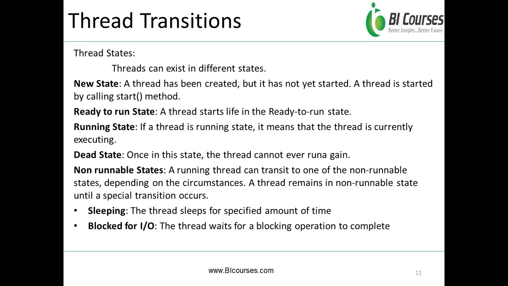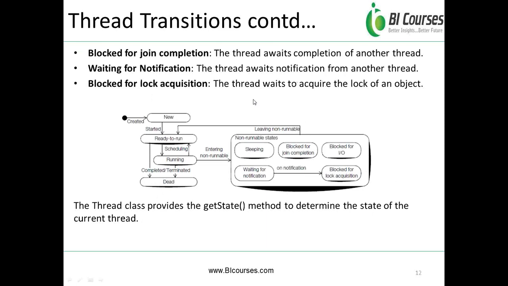Blocked for IO: the thread waits for a blocking operation to complete, so if you do any IO operations, it will wait. Blocked for join completion: the thread waits for completion of another thread, that is, waiting for notification. Blocked for lock acquisition: the thread waits to acquire the lock of an object.